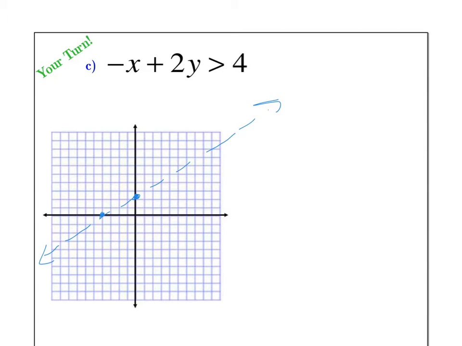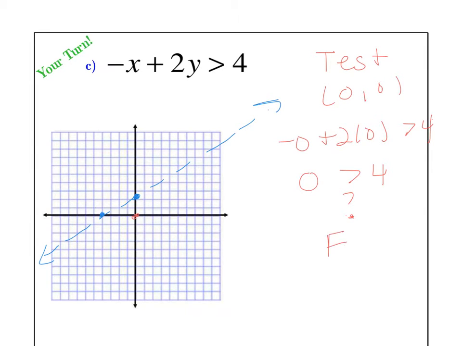And then I need to test a point. So I, again, like to test 0, 0 if it's not on my line. So I'm going to test 0, 0. I'm going to plug that into my inequality, and I'm going to see if I end up with a true or a false inequality. So my question to myself is, is 0 bigger than 4?